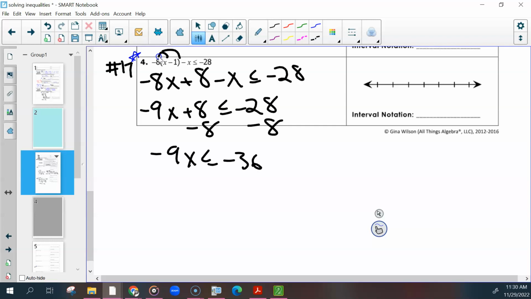If you need more space than this box, there is scrap paper back here. I'm just running out of space because I can't change the thickness of the pen. So if we divide by negative 9, does the sign stay the same or change? Changes direction. So x is now greater than or equal to positive 4.